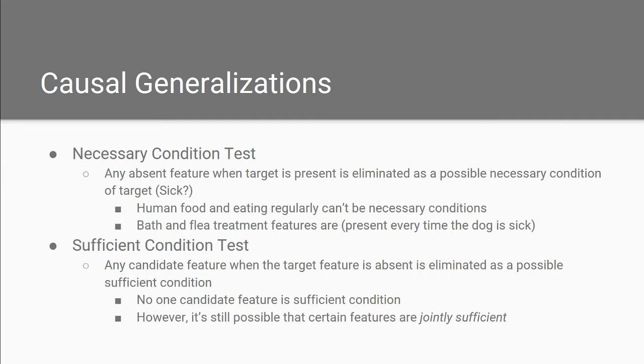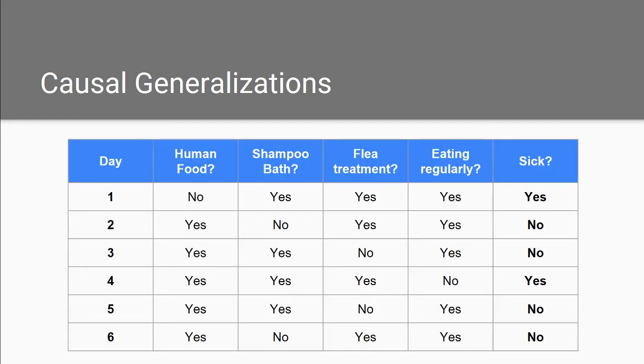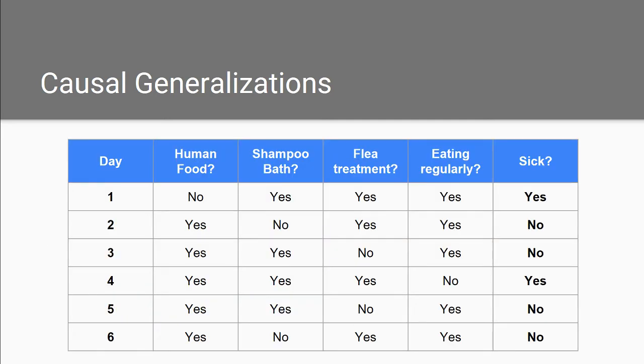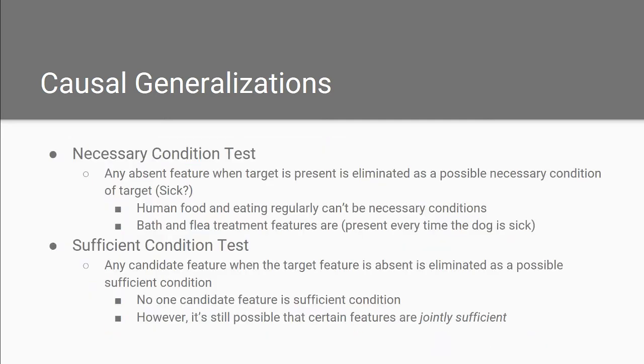So we see from looking at this that human food and eating regularly can't be necessary conditions. Now, we also notice that every time the dog is sick, the dog had a shampoo bath followed by flea treatment. Okay, sufficient condition test. Any candidate feature when the target feature is absent is eliminated as a possible sufficient condition. But in looking at this, no one candidate feature is sufficient condition. However, it's still possible that certain features are jointly sufficient.